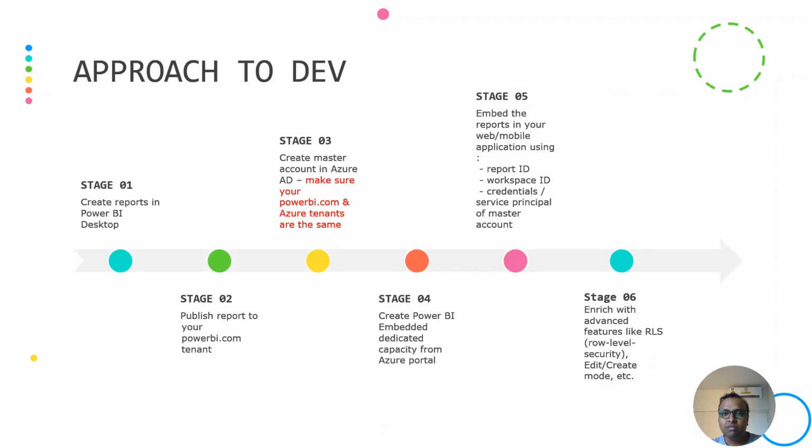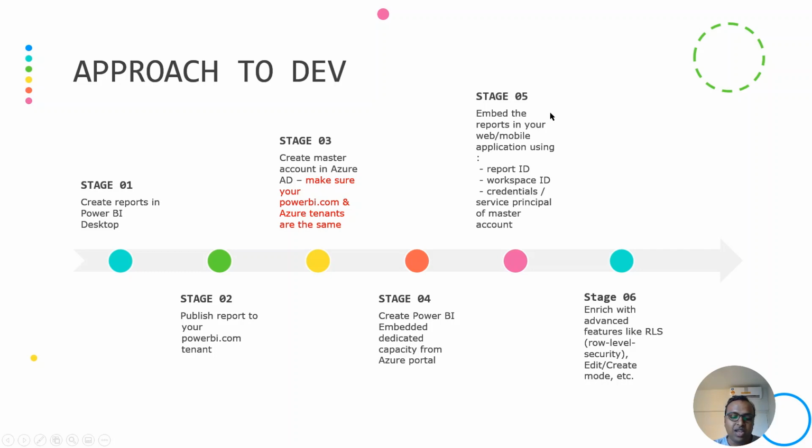Now let's see a timeline-wise approach on how you would go ahead with developing a Power BI embedded solution. Initially, you would create the reports in Power BI Desktop. Then you would publish the report to the powerbi.com website. The next stage is to create the master account which your application will use to authenticate itself with the Power BI service. On the next stage, you create a Power BI embedded capacity from the Azure portal, which basically means a dedicated space or a hosting capacity for your reports to run.